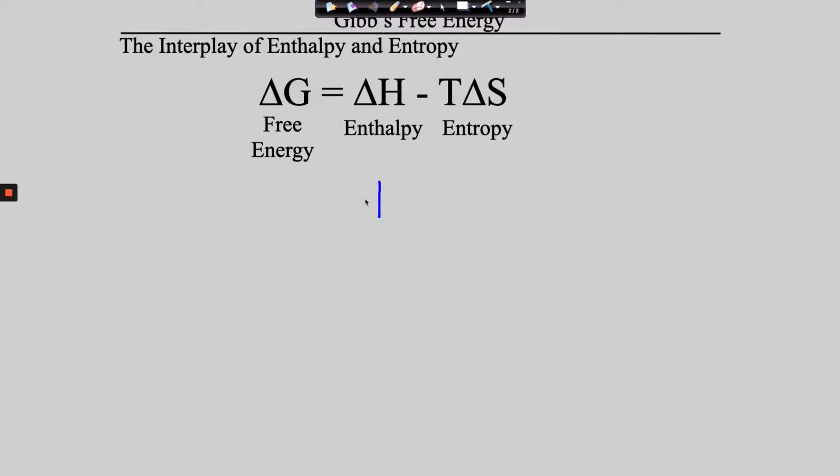What if delta H is positive? Does that favor spontaneity? It does not. Now, what if delta S is negative? Disorder going down, does that favor spontaneity? No, but let's do the math.